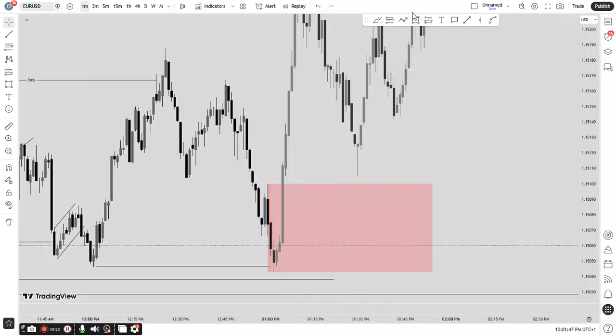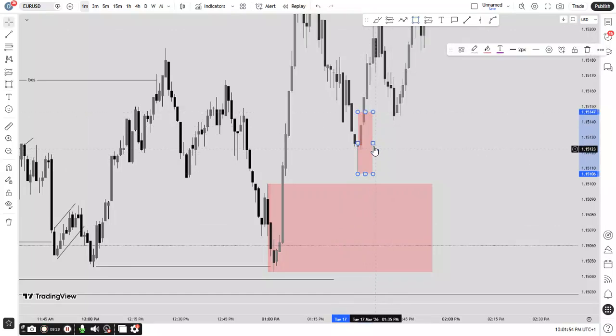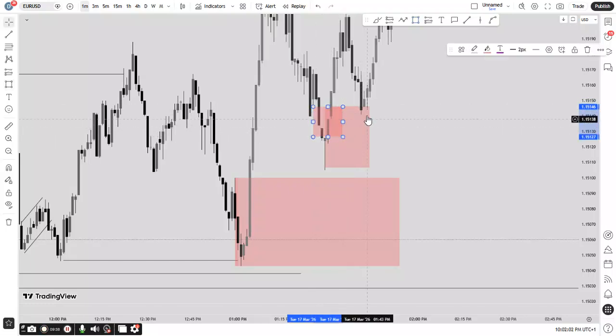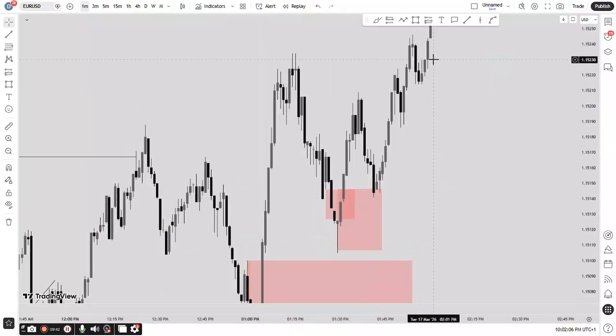Now, let's go to the other one, just above it. Look at this. Where is the fair value gap? The fair value gap started where? Here. Right? All of this is a gap. That is why when price came, you only pinched inside that fair value gap, and then boom.